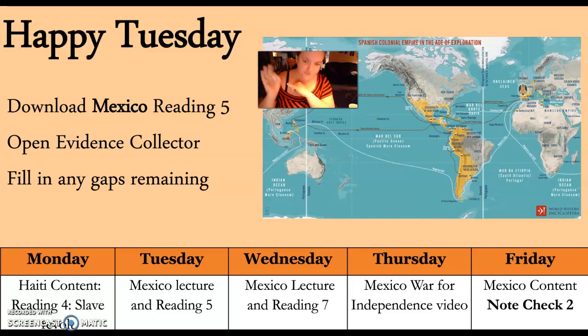I have the instructions for your reading time, along with a short lecture. Today is the first day of the Mexico content. You have reading 5, reading 7, reading 6 is a set of videos on Thursday, and then your notebook check is on Friday. The lecture is spread across them, so use the Notes Haiti and Mexico file to collect notes as you go through, and then add the good evidence to your evidence collector.